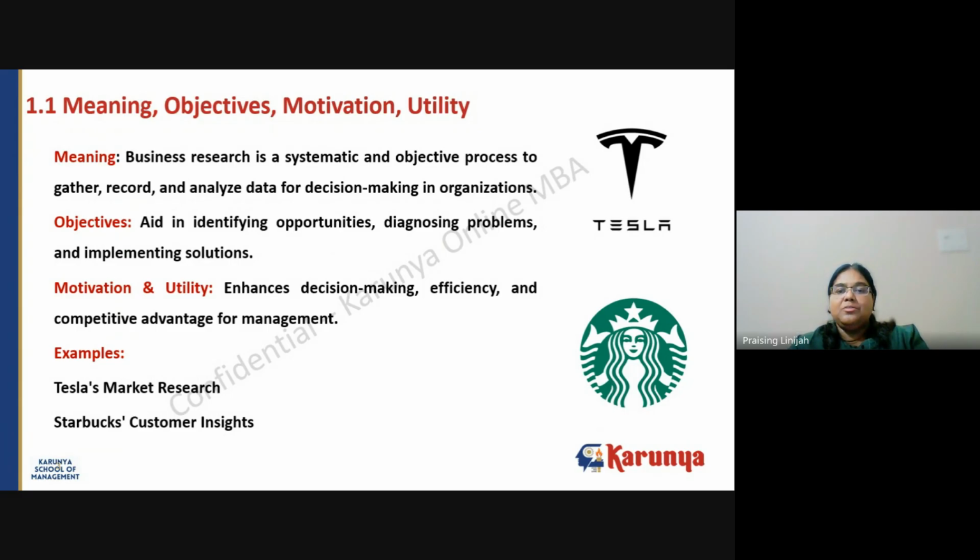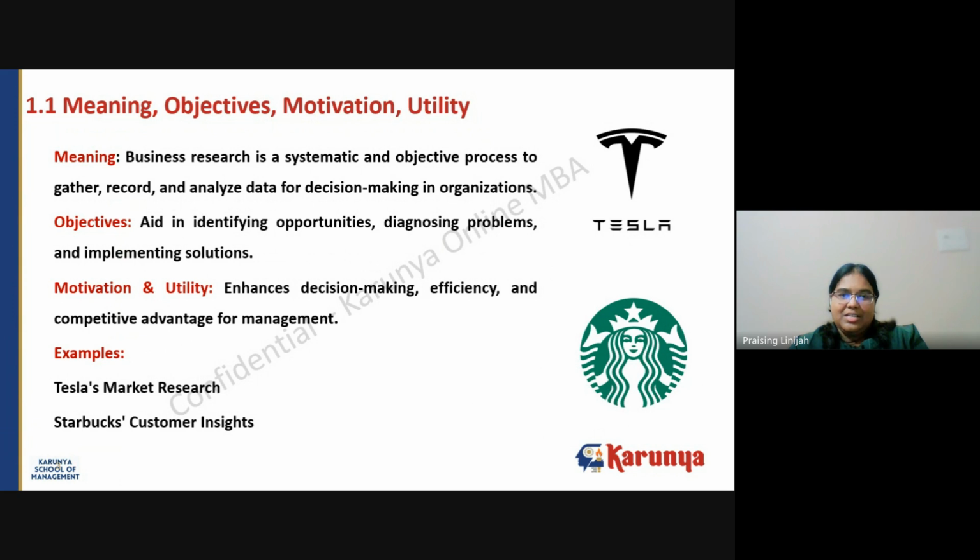When we look into business research, it is a fundamental skill that really shapes how organizations evolve, innovate, and thrive. Imagine being a detective in a company, uncovering secrets that would lead to blockbuster decisions, just like Tesla anticipating market shifts or Starbucks discovering what keeps customers coming back to them more and more. Actually, what is business research?